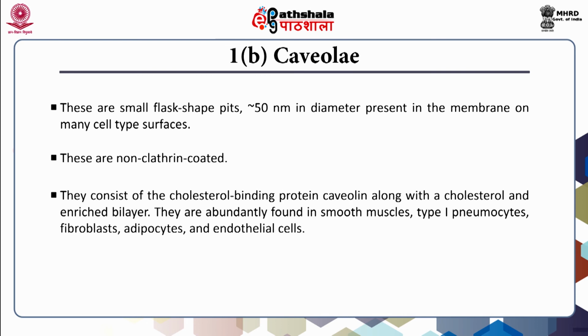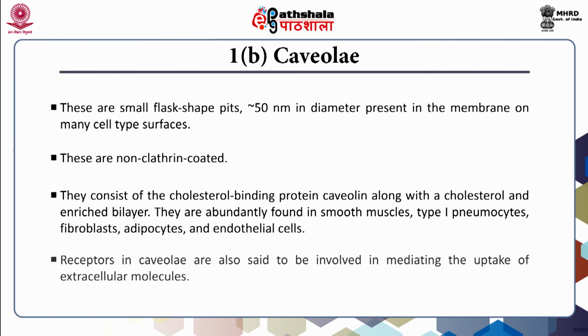They consist of the cholesterol binding protein caveolin along with a cholesterol enriched bilayer. They are abundantly found in smooth muscles, type 1 pneumocytes, fibroblasts, adipocytes and endothelial cells. Receptors in caveolae are also said to be involved in mediating the uptake of extracellular molecules.